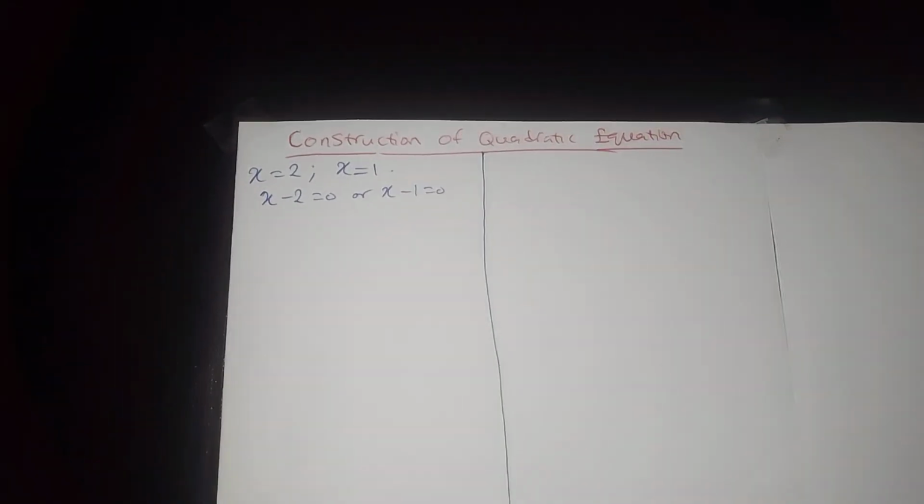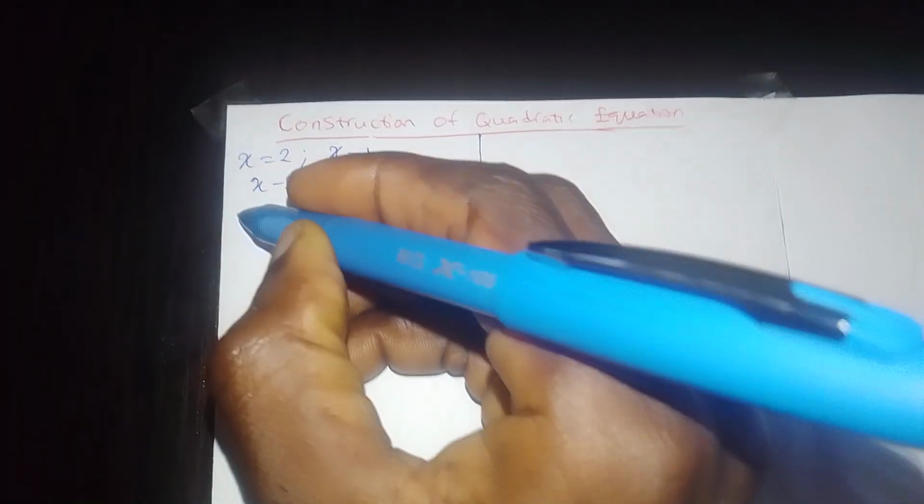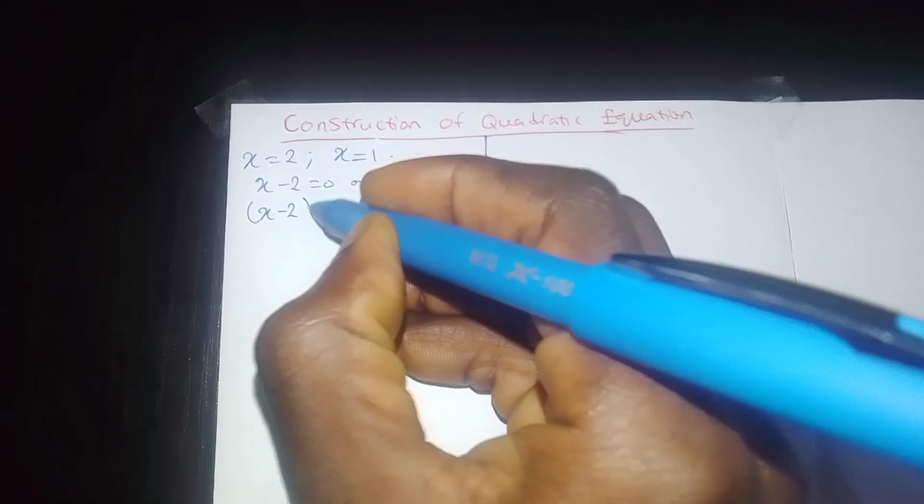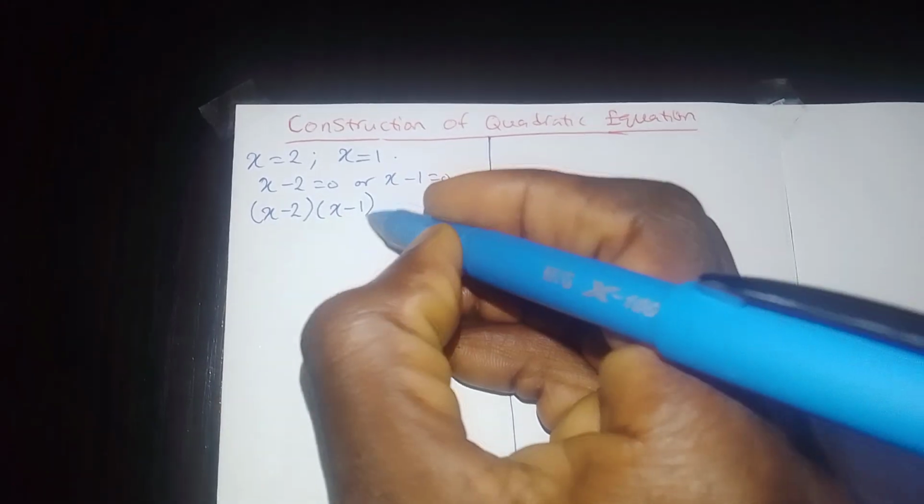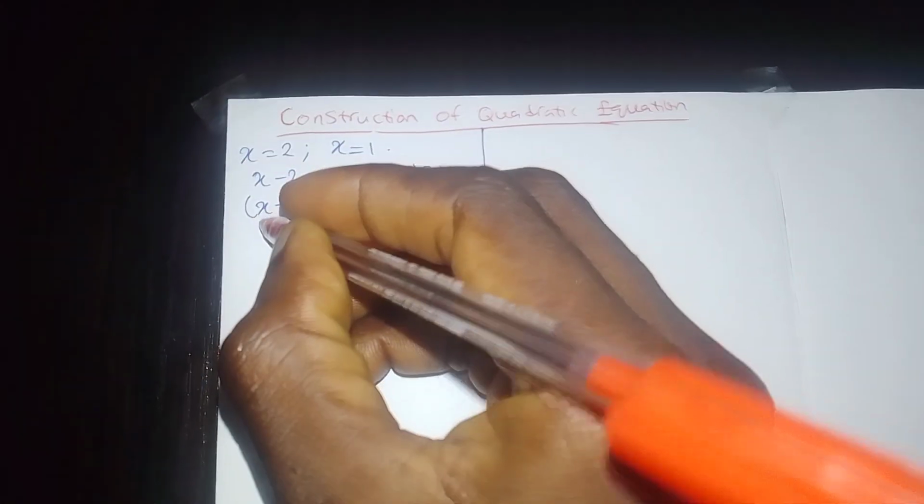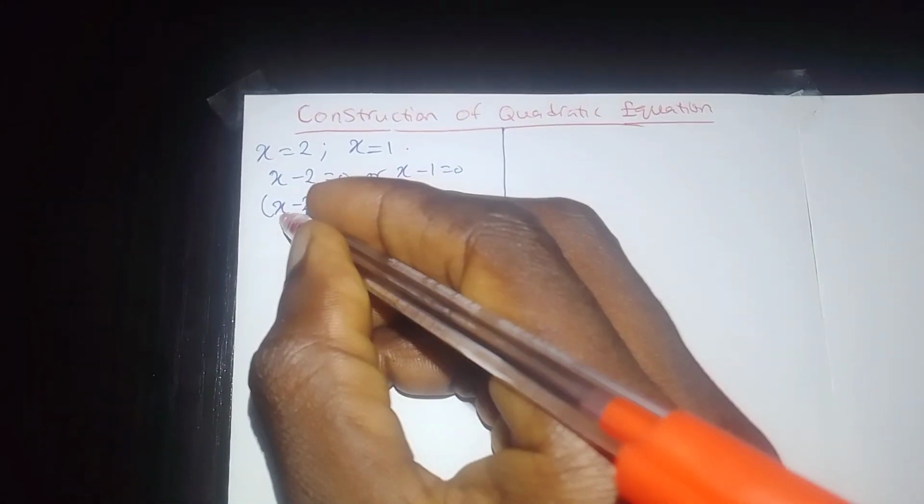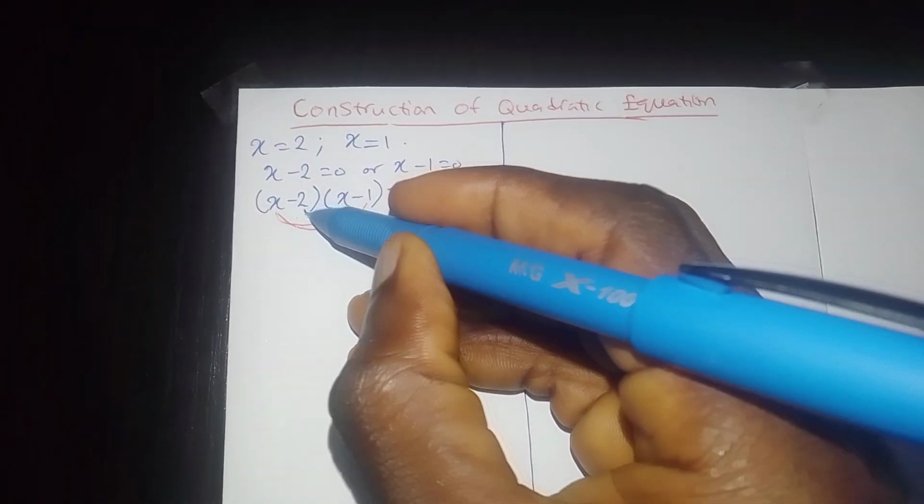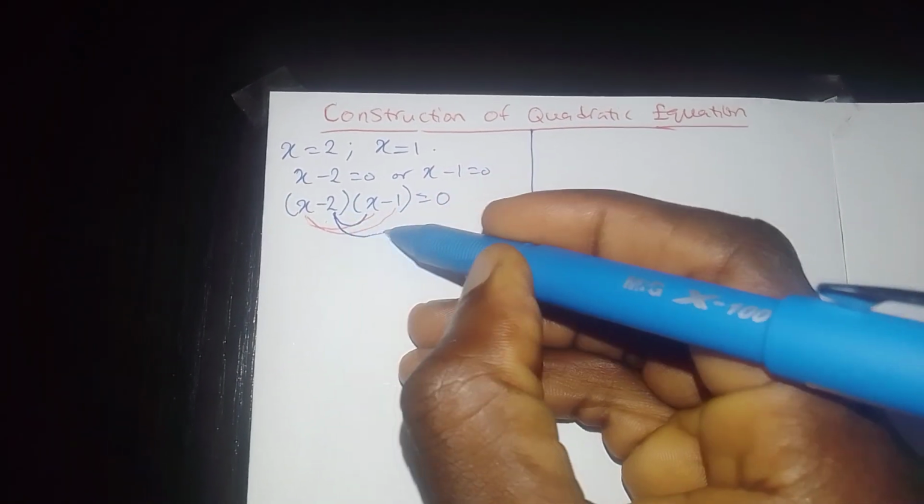So from here, remember I said in the previous video that if I multiply two linear equations together, I should have a quadratic equation. So let's multiply this thing: (x minus 2)(x minus 1) equals 0. This is how the demonstration will go: this with this, this with this, and also this with this, and this with this.